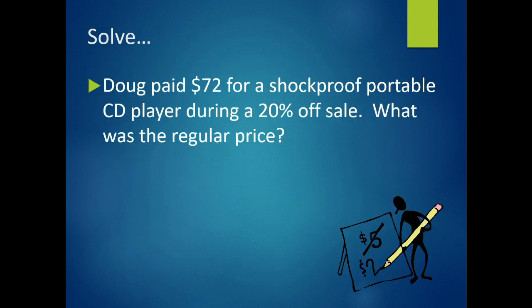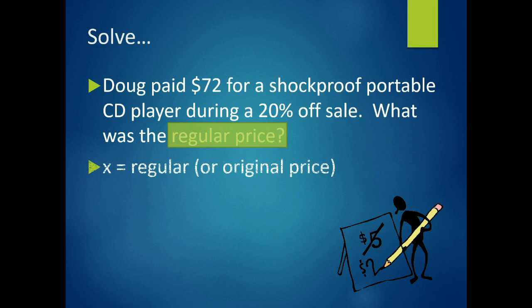In this problem, it states that Doug paid $72 for a shock-proof portable CD player during a 20% off sale. What was the regular price? Again, investigating what is being asked of us, we see the question is asking for the regular price. Oftentimes, letting the variable stand for the unknown is a good place to start. And so we'll let x stand for the regular or original price.